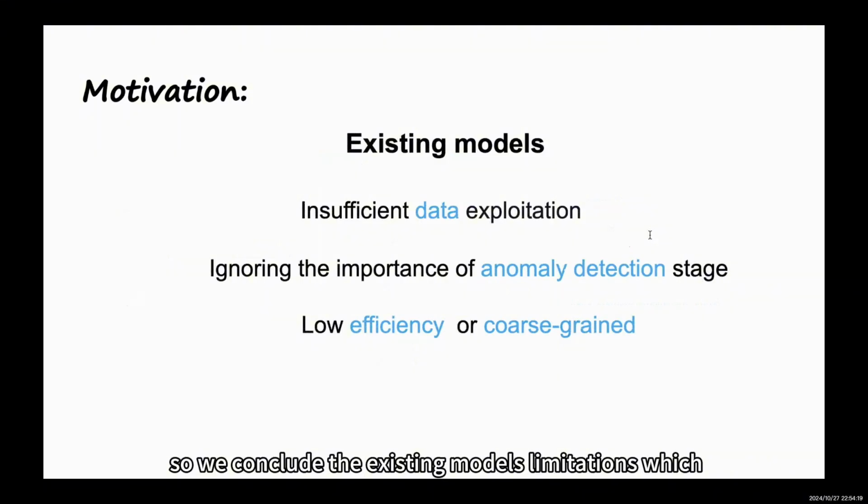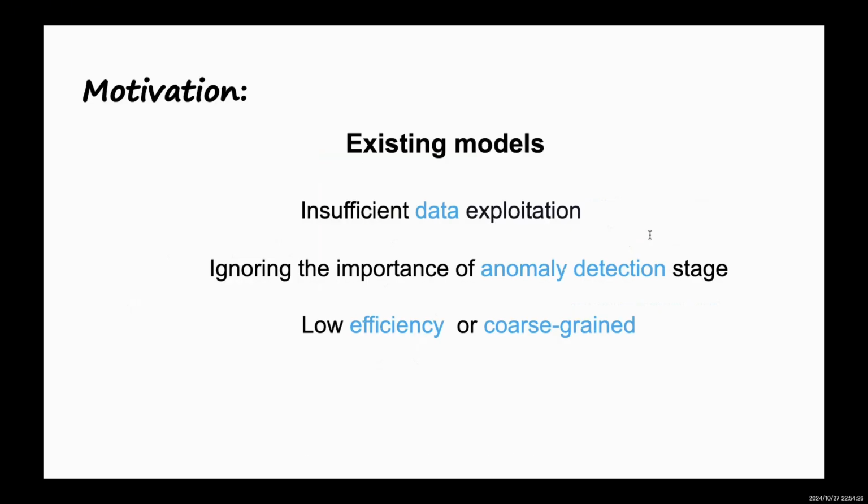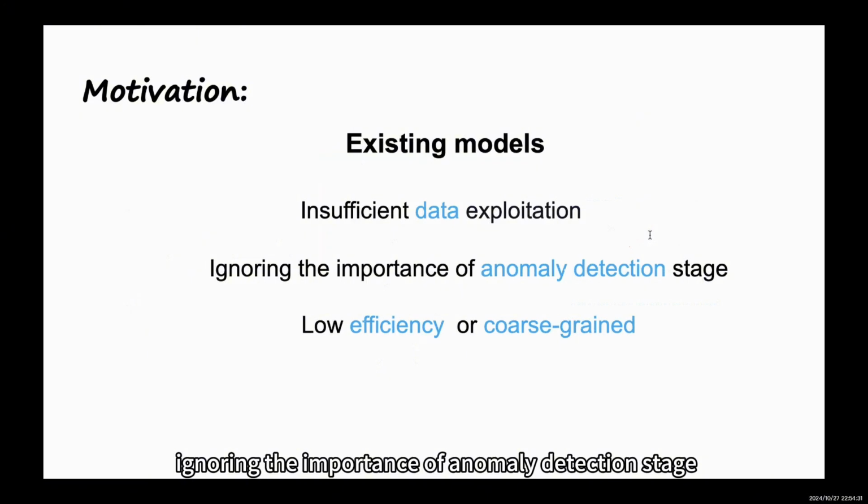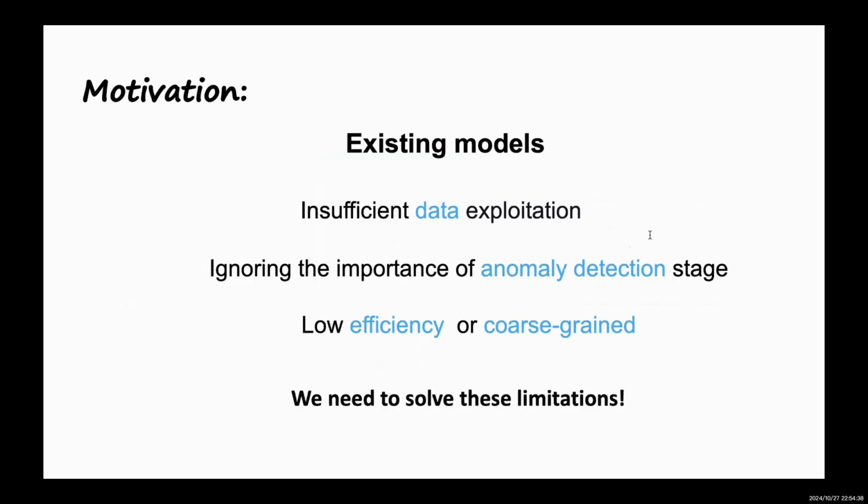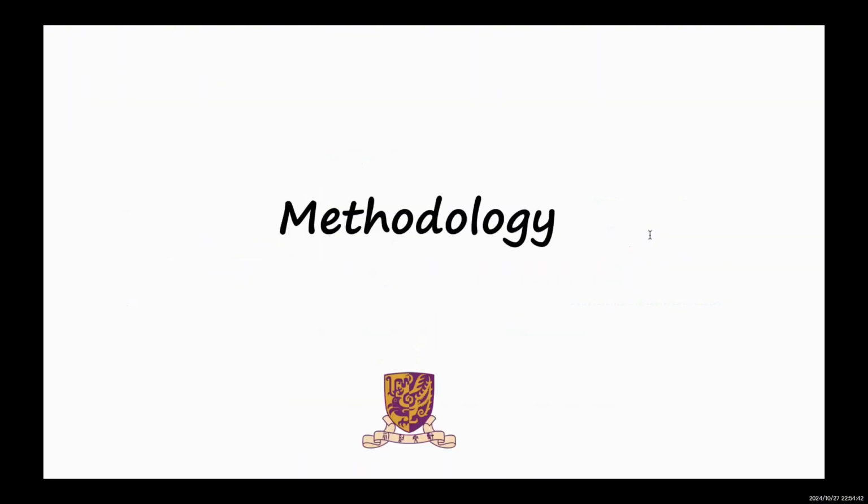So we conclude the existing models' limitations, which include insufficient data exploitation, ignoring the importance of the anomaly detection stage, and low efficiency or coarse granularity. So we need to solve those limitations. How can we achieve those? Let us enter the methodology part to explain.